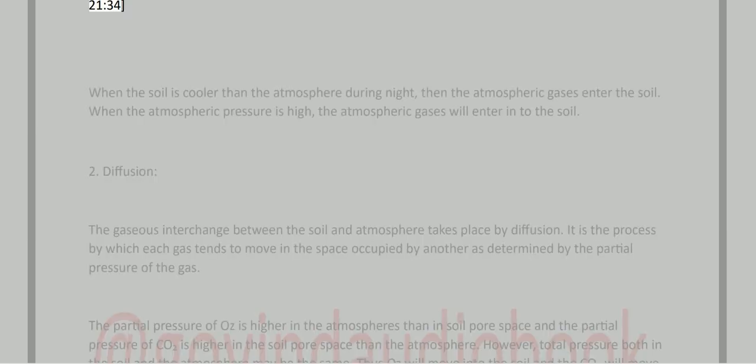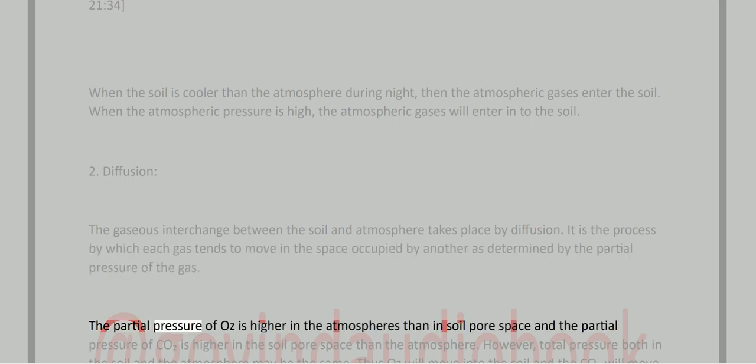When the soil is cooler than the atmosphere during night, then the atmospheric gases enter the soil. When the atmospheric pressure is high, the atmospheric gases will enter into the soil. 2. Diffusion. The gaseous interchange between the soil and atmosphere takes place by diffusion. It is the process by which each gas tends to move in the space occupied by another as determined by the partial pressure of the gas.